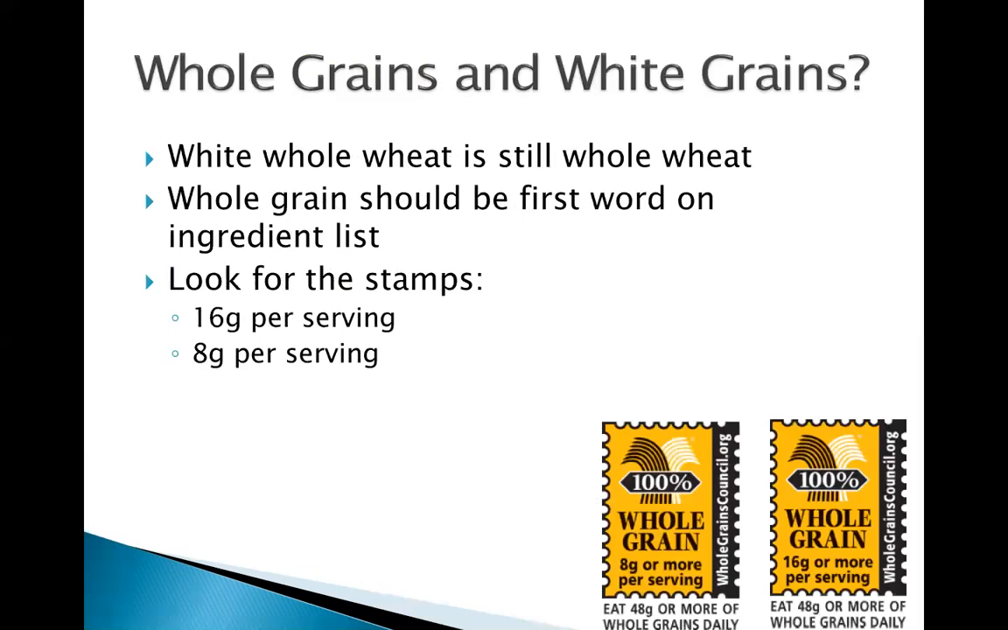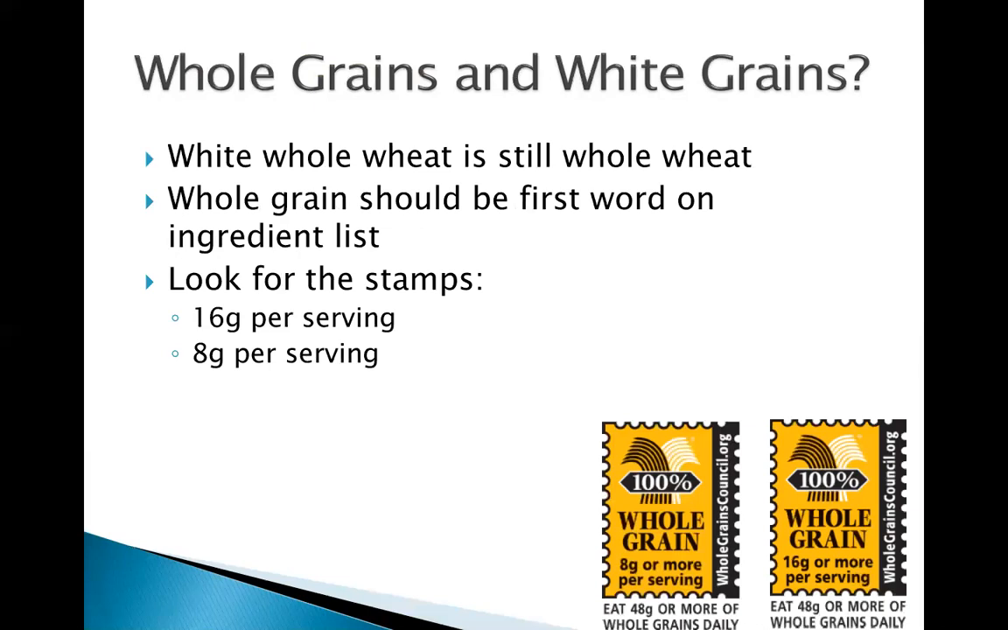Whole grains and white grains. So white whole wheat is still whole wheat. It is possible to have a white colored bread that is still whole wheat. Usually we see whole wheat as brown, and that's because most of the wheat is kind of a red color, which when we cook with it, it kind of turns brown. So most wheat that we use is actually a red color. However, it is possible to have a white whole wheat.